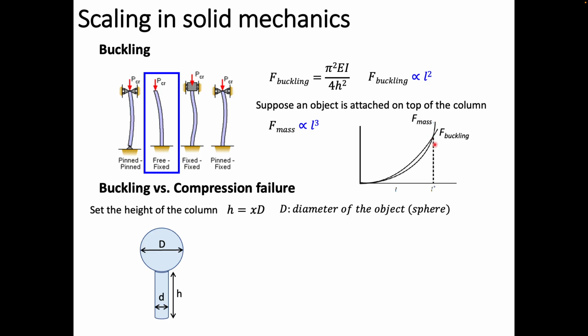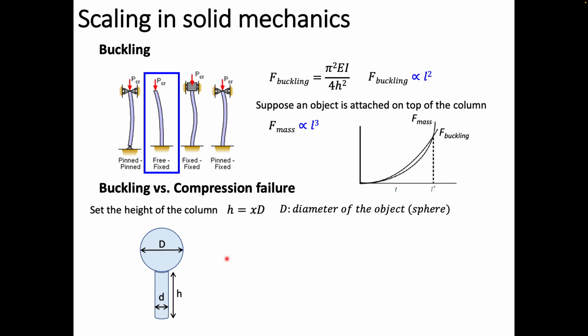So what does it mean here? F buckling is still higher than F mass, so at the smaller range here, we are safe, but after this point, this F mass is larger than the failure force, so this is essentially where buckling is going to happen, right? So now we compare this buckling failure versus compression failure, okay?